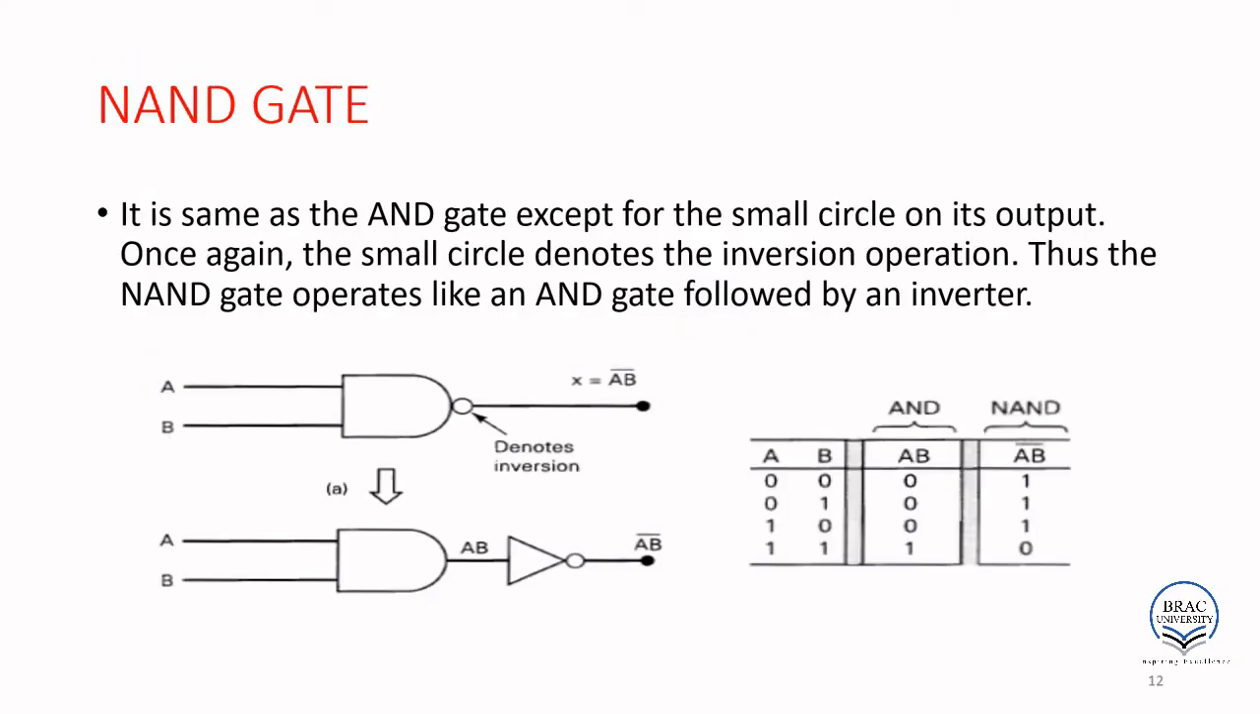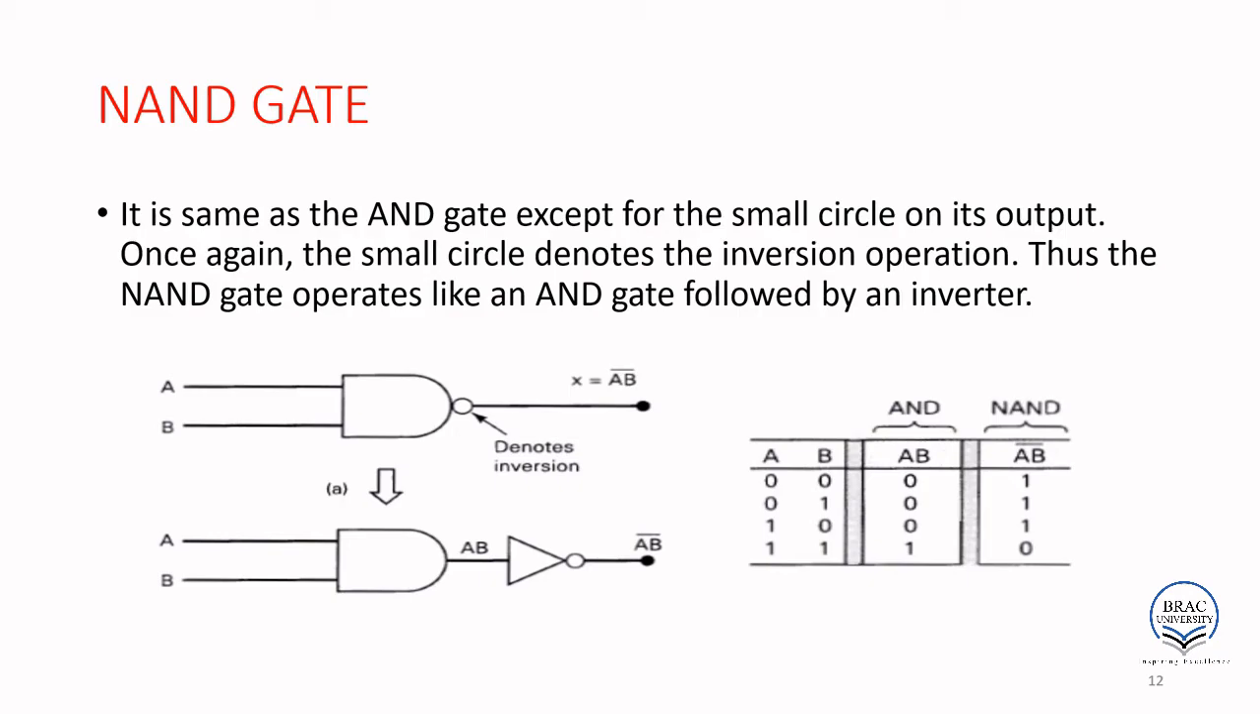NAND gate. This is the inverse of the AND gate. It is the same as the AND gate, except for the small circle on its output. This is the small circle. This is my AND gate. If you connect it with an inverter, it will be a NAND gate.